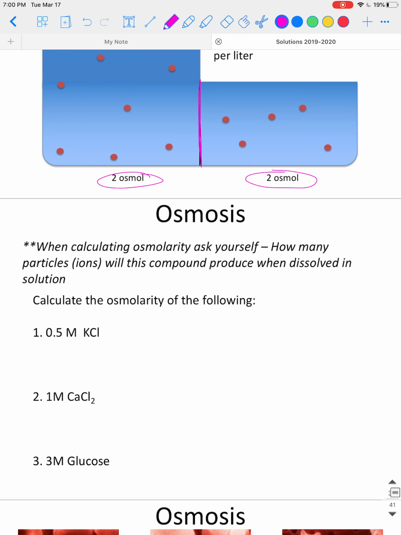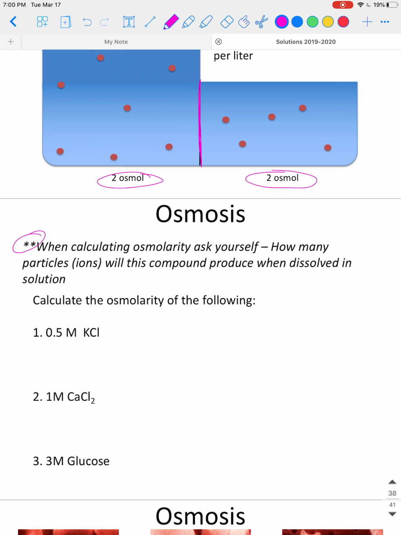Or osmosis. All right, I have included this slide. I don't think it's on your lecture slides if you download them from Blackboard or print them out. I've added this because I want you to practice calculating osmolarity.